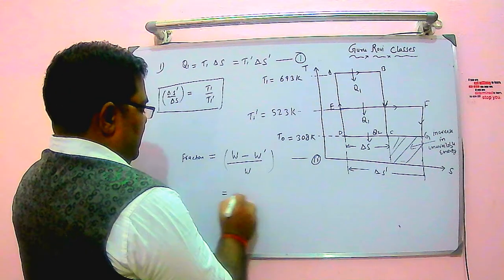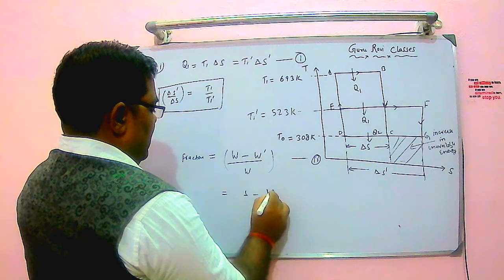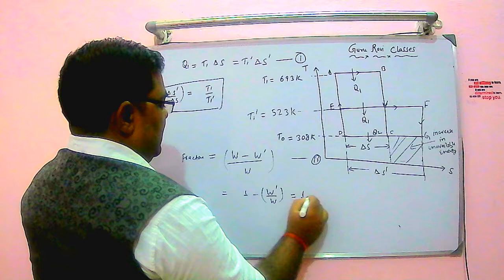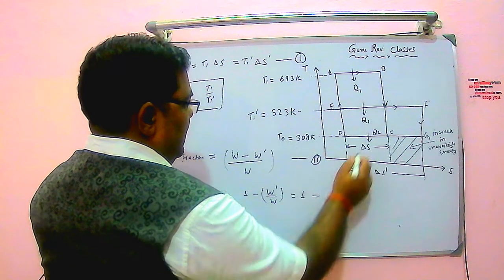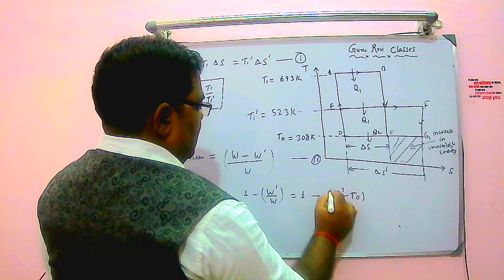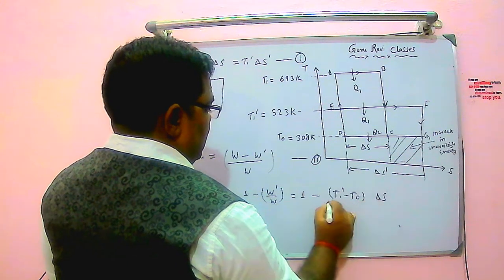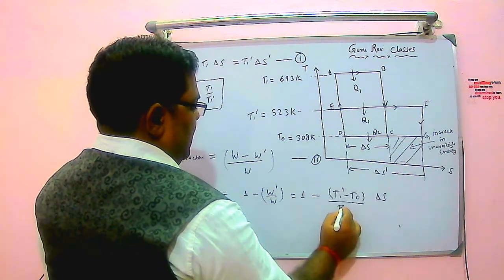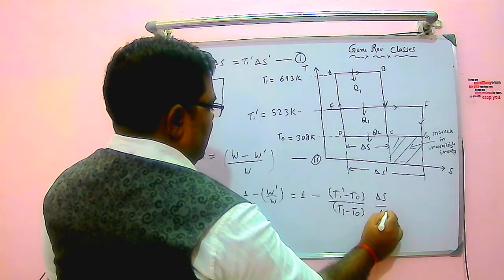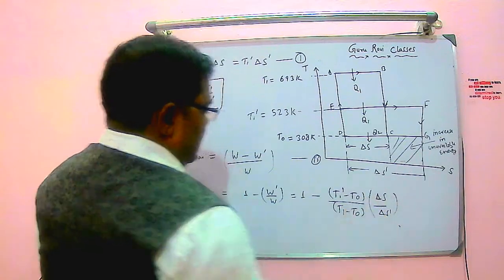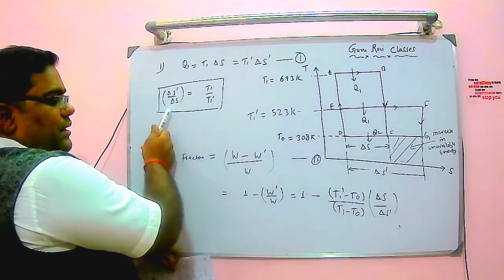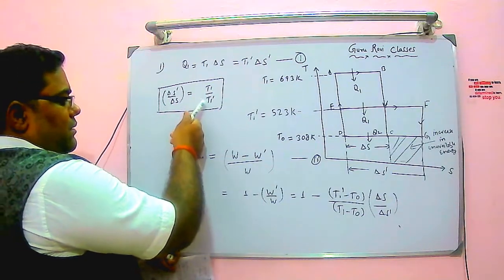So this can be written as 1 minus W1 dash divided by W, right? Which can further be written as W1 dash, which is nothing but (T1 dash minus T naught) into delta S, divided by W, which is (T1 minus T naught) into delta S dash. I just need delta S divided by delta S dash, which is here, right? I can utilize this.